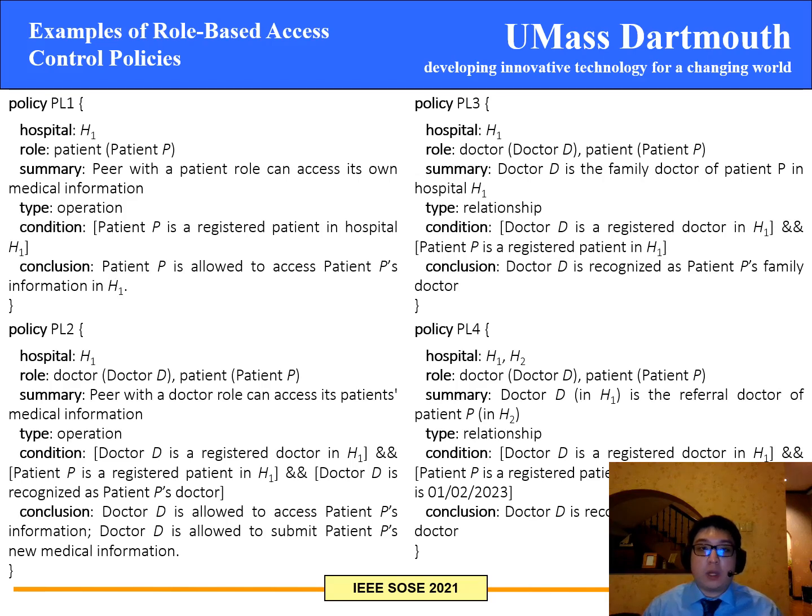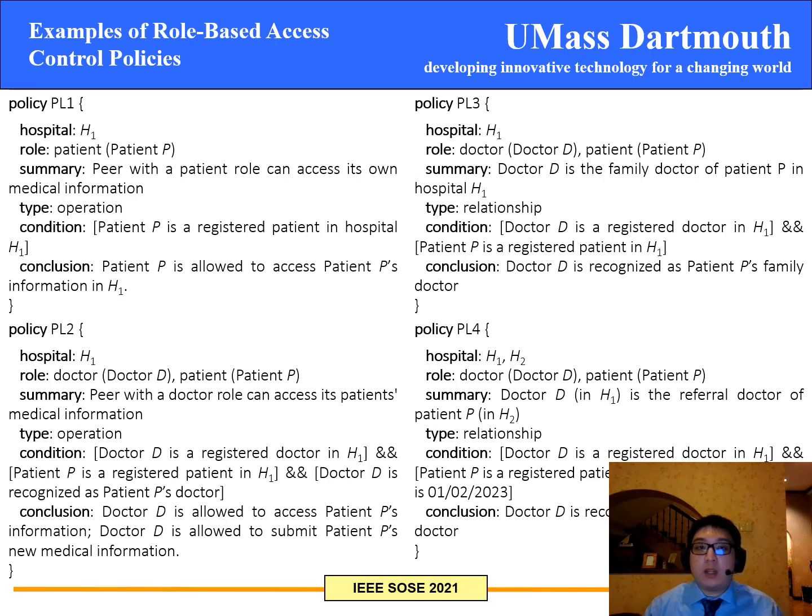Dr. D in Hospital 1. Dr. D is recognized as a family doctor of patient P, and this relationship is a necessary requirement for other policies that involve Dr. D and patient P, such as policy PL2, as shown by one of the conditions that must be fulfilled. Policy PL4 establishes another type of relationship between Dr.